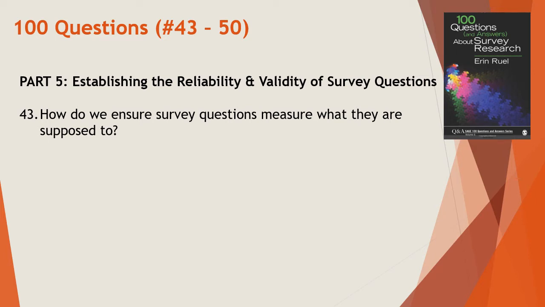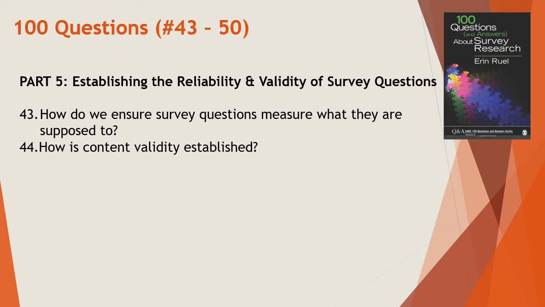By validity, we mean does the survey question accurately and precisely measure the concept of interest? And reliability gets at how consistently a survey question produces the same results over and over again. If a survey question does not validly or reliably measure the concept of interest, then the concept is measured with error. Now, measurement error is unavoidable. It'll always be there, but we can try to minimize it.